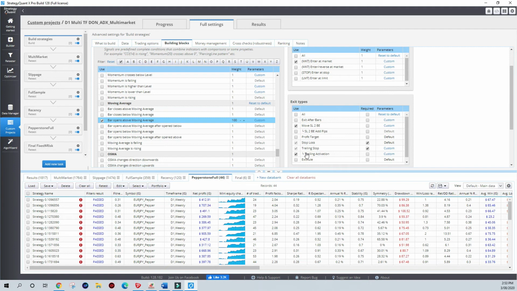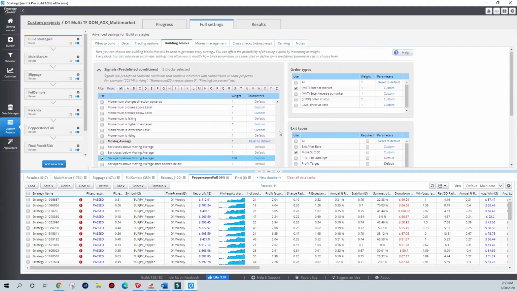So just from these selections here and specifying the weights of the parameters used, we can ensure that all of our solutions work around a core design principle as opposed to being randomly generated by SQX.